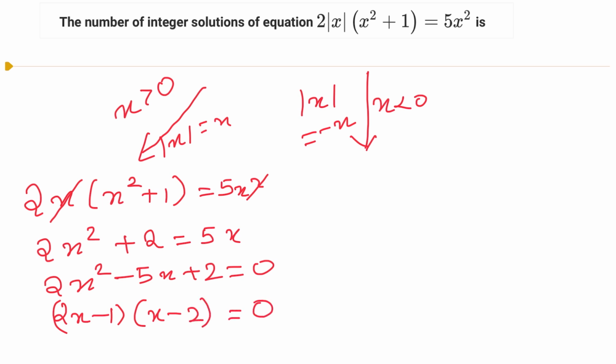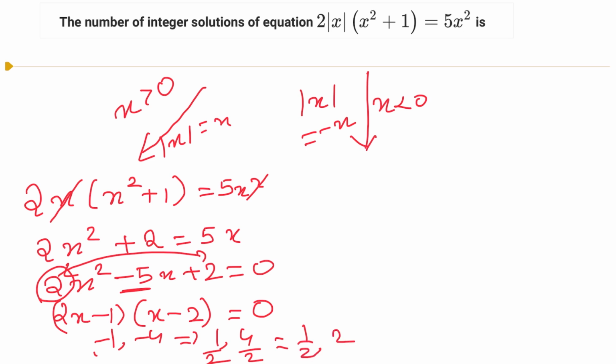Although we have also seen a quick shortcut for such cases. We need to find out two numbers whose product is 4 and the sum should be minus 5. So the numbers would be minus 1 and minus 4. The next step is we change their sign, we get 1 and 4, and the last step is divide by the coefficient of x square. So the roots very easily we can get as 1 by 2 and 2.